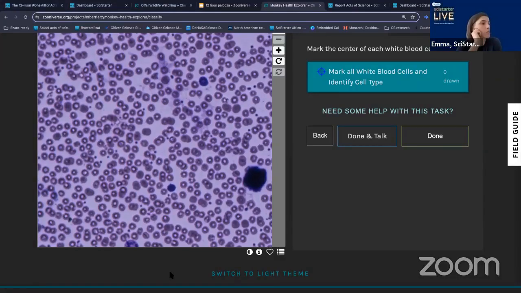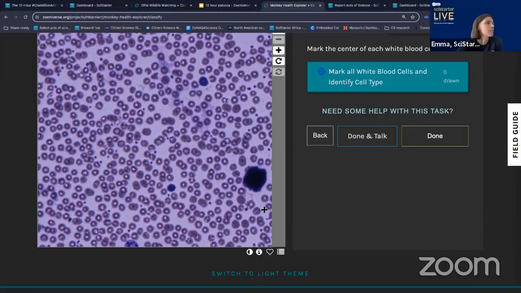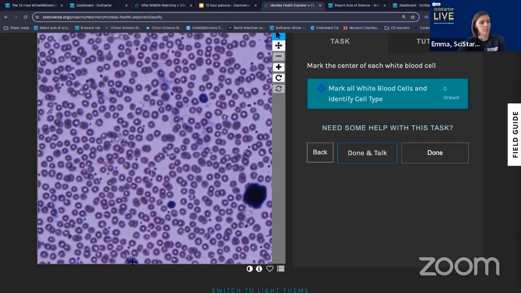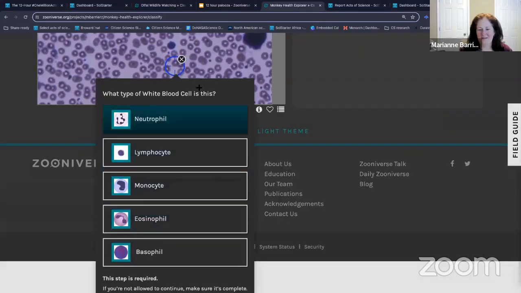So we only want it when you can see enough of it that you're sure what it is. If in doubt, don't mark it. We'd rather miss one than count it twice. For this one, it feels like it could be more than half. I have a pretty good feeling it's a neutrophil, but if it's that kind of a cut, avoid it.